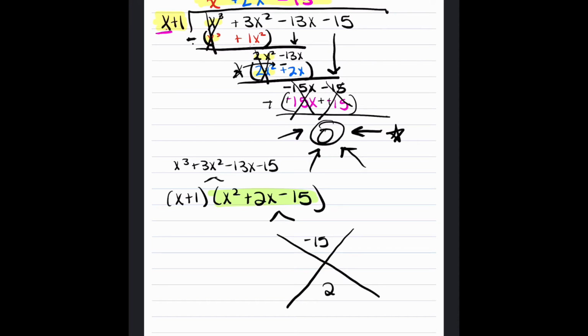So I'm looking for two numbers that are going to multiply to negative 15. One's going to be negative, one's going to be positive, so they're going to subtract to 2. Those two numbers are going to be 5 and 3, and then I have to just decide which one's going to be negative. Since the 2 is positive, that means the 5 must be positive, so the 3 is negative.